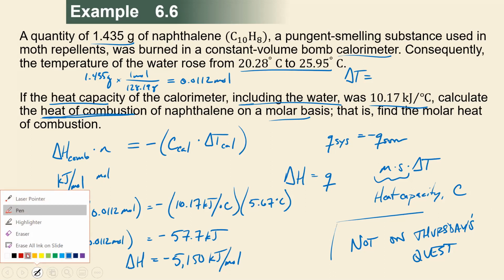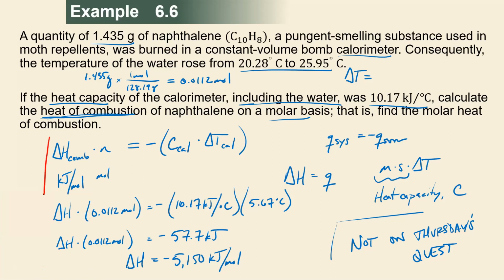And so when it says on a molar basis, what it tells me is that the units on delta H should be kilojoules per mole. And in order to get kilojoules, because we need kilojoules alone to match the other side, I've got to end up multiplying by the number of moles. So the units cancel. Okay, that makes sense. Thank you. Sure.